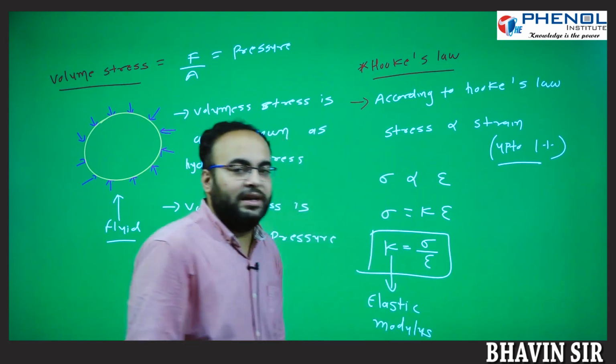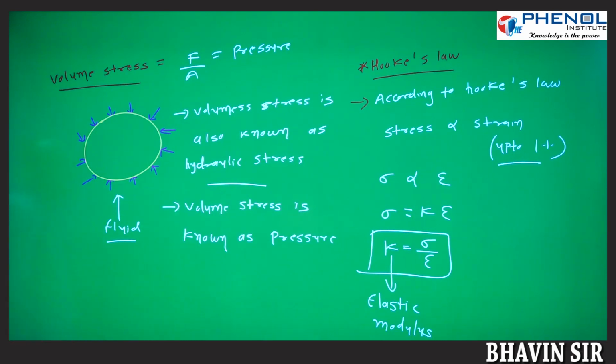So what is the meaning of elastic modulus? K, also known as capital E. K means elastic modulus, it means stress by strain. The ratio of stress to strain is known as the elastic modulus. Now students, there are three types of elastic modulus: Young modulus, bulk modulus, and shear modulus. So now we discuss the three types of elastic modulus. First Young modulus.